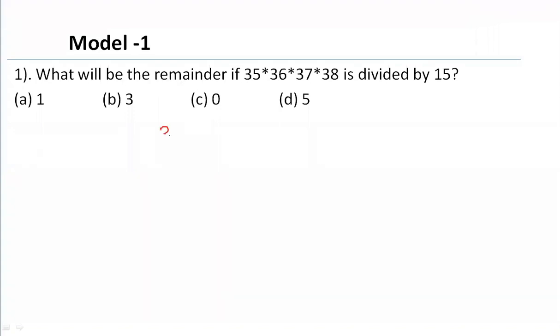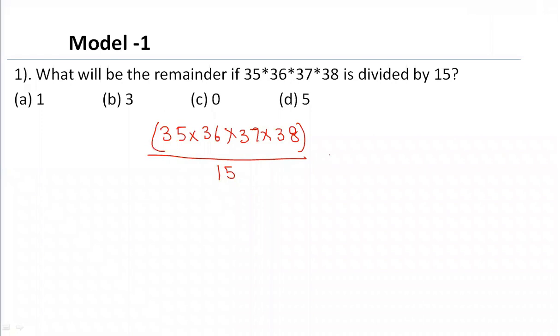Generally, whatever numbers we have, we can't do the regular process of multiplication to answer the question. 35, 36, 37, 38, we can't go with the normal process of multiplication. So we have to go for a shortcut. What is the shortcut that we can expect? We have the numbers 35 to 38, and if we multiply them and then divide by 15, we will get the answer. So what will be the remainder?